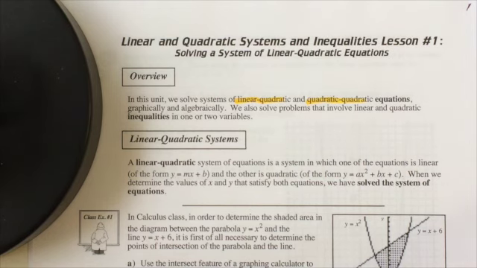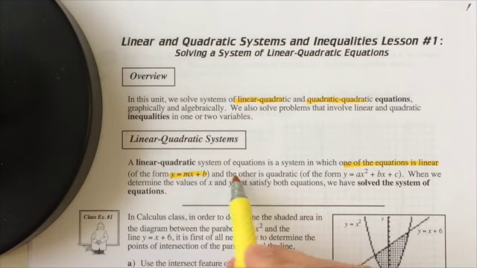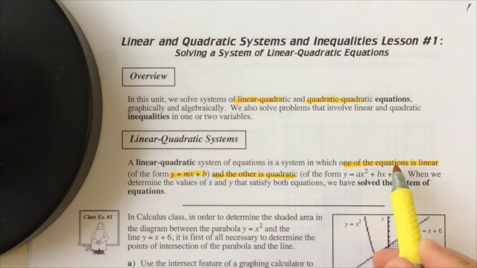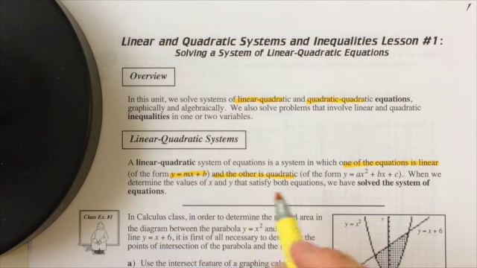First of all, a linear quadratic system of equations is a system in which, again, one of the equations is linear. So we have one linear equation, and remember that linear equations take this form of y equals mx plus b, and the other is quadratic. So one of them is going to be linear and the other is quadratic.